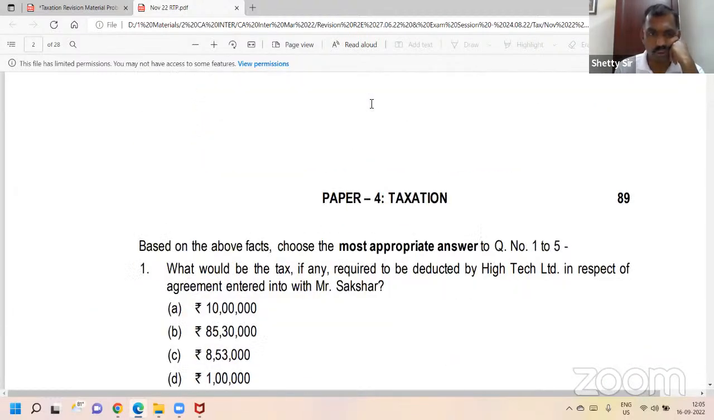Question number 1, based on the above facts: What would be the tax, if any, required to be deducted by High-Tech Limited in respect of agreement entered into with Mr. Sakshar? Option A, 10 lakh. Right answer. TDS on monetary consideration: 100 lakh into 10%, 10 lakh.